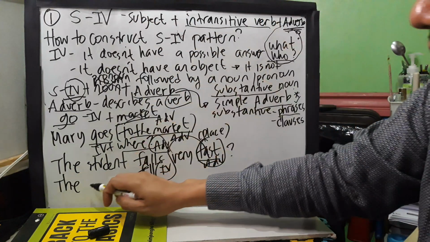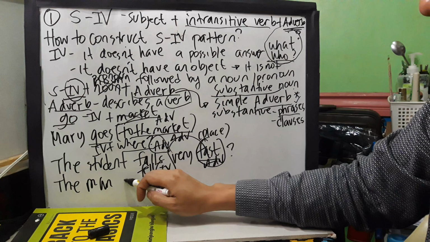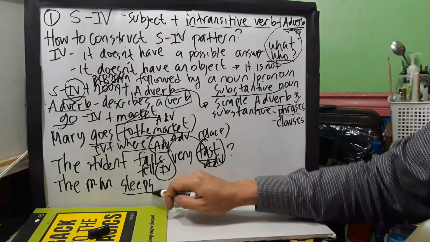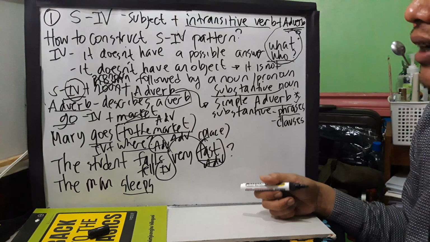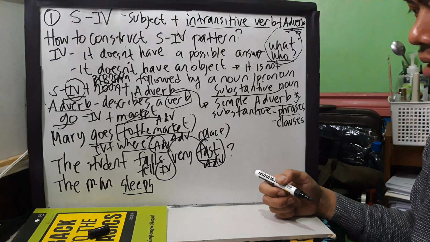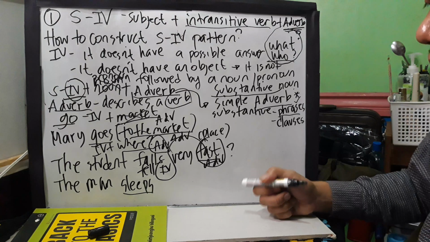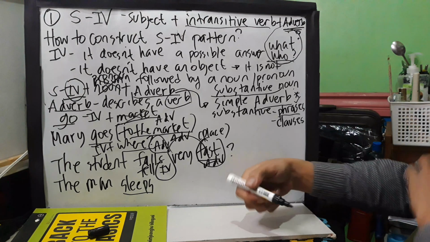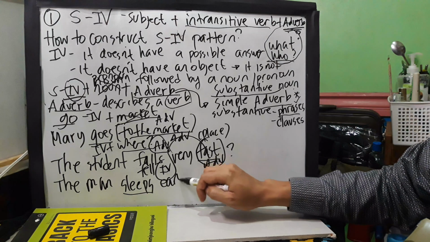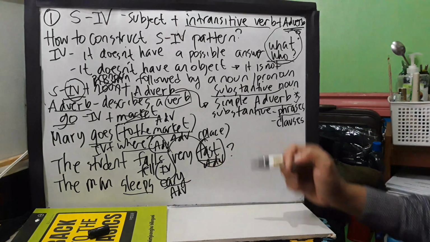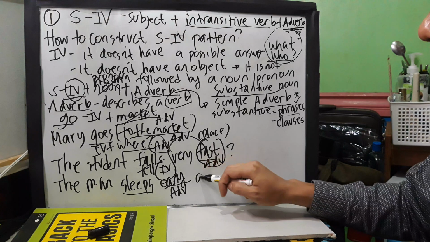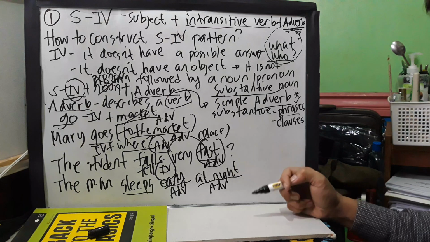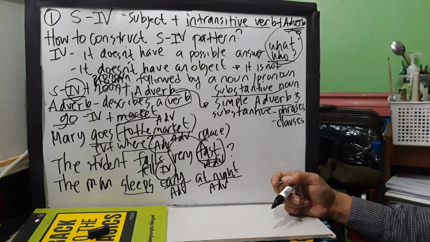You can say the man sleeps. So again, this was the example of intransitive verb that I gave in our first lecture about the differences between transitive and intransitive. So the man sleeps early, early is an adverb. The man sleeps early at night. So at night is what? It is an adverb.